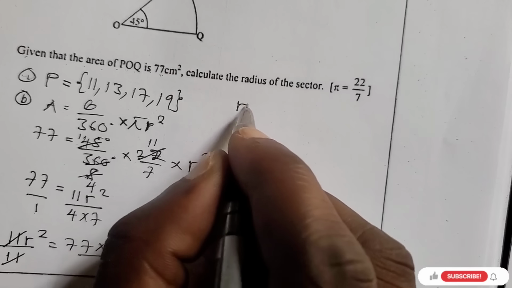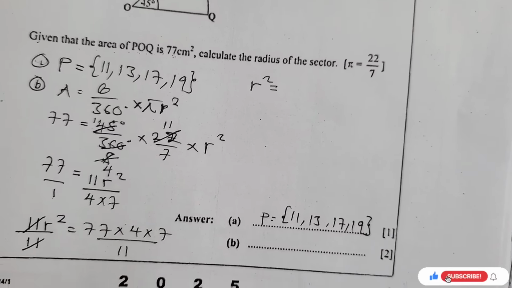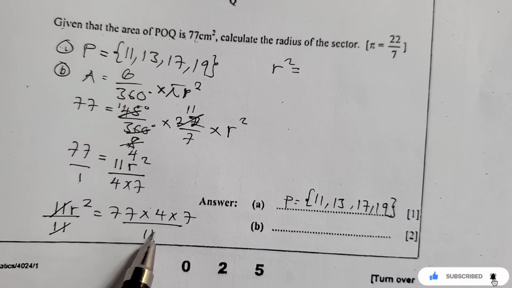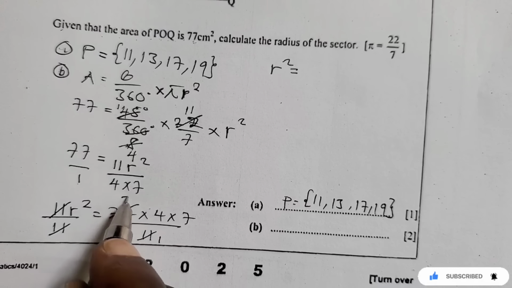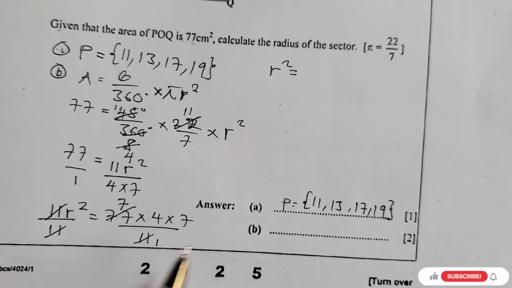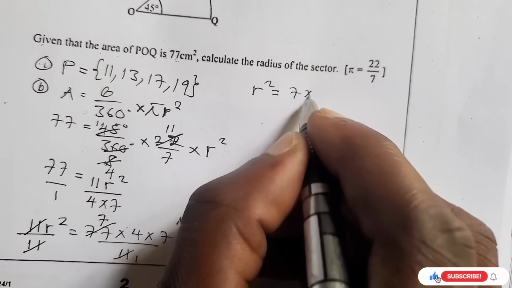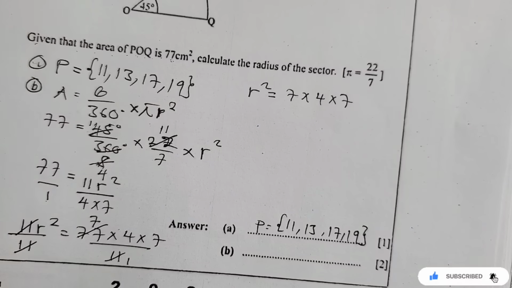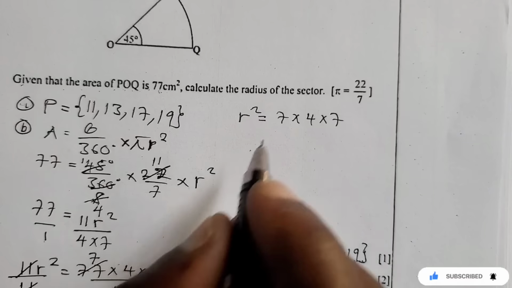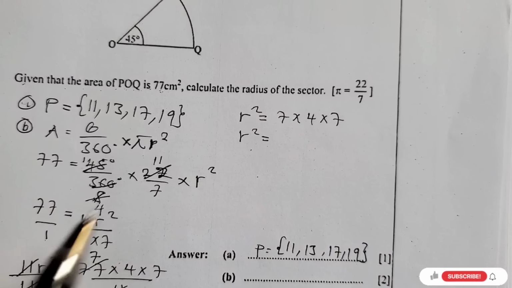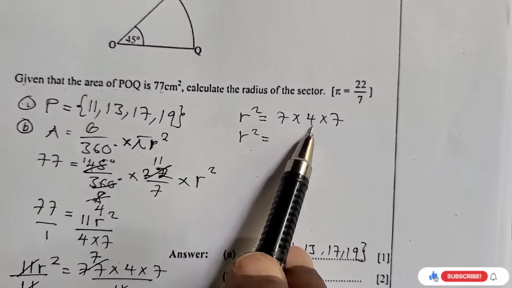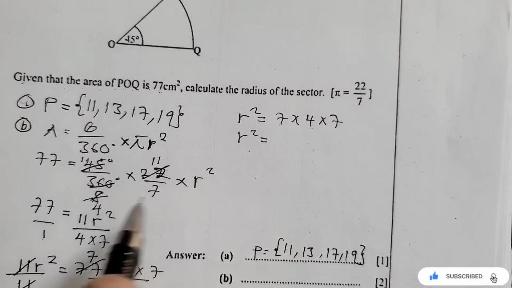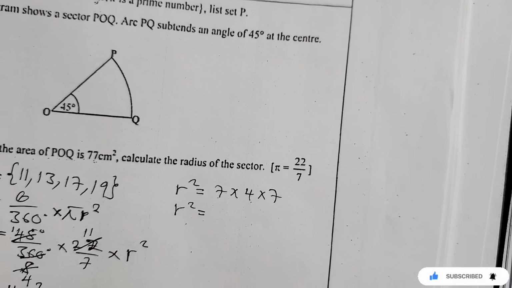So we have r squared is equal to, check the equation. Now, can you simplify? Can you see something here? Yes, you can. 11 into 11 is 1, and 11 into 77 is 7. So down here we have nothing. We're only remaining with 7 times 4 times 7. Now, here we can multiply. So r squared is equal to 7 times 4, which is 28.